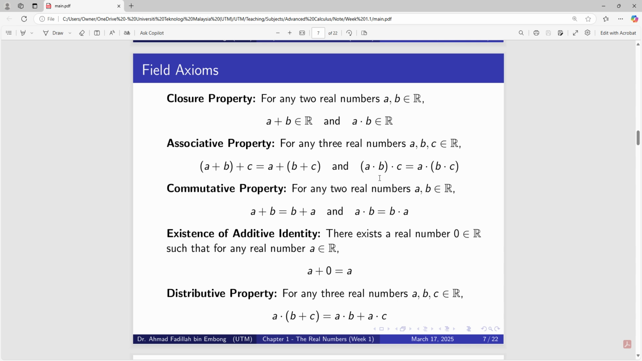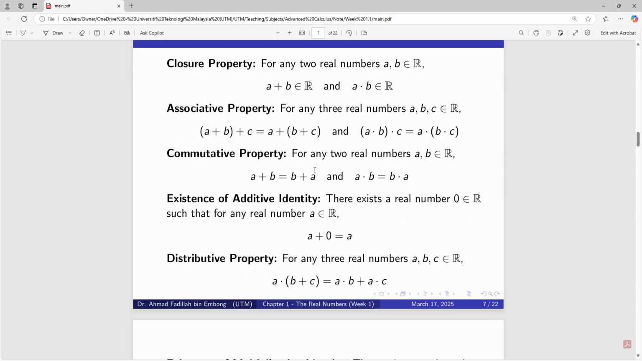For multiplication, if you multiply A by B first and then multiply by C, it is also equivalent to B multiplied by C, then multiplied by A. This we call the associative property. The next one is the commutative property, which means that A + B is equivalent to B + A. The same thing for multiplication: A times B is equal to B times A.